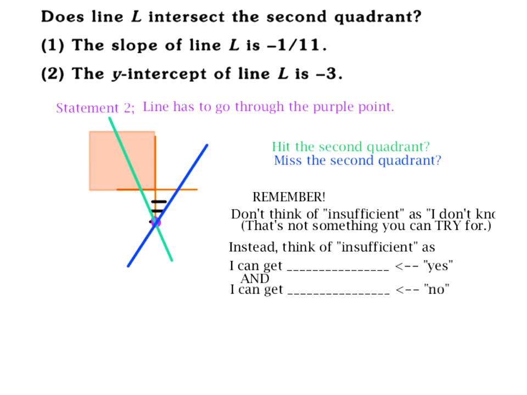So in this case, that means I can get a line that hits quadrant 2, and I can also get a line that misses it. This is different as far as strategy. I don't know is just me waving my hands in the air and not knowing. But this is actually a definite goal. So keep that in mind.